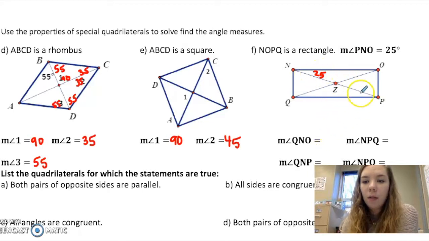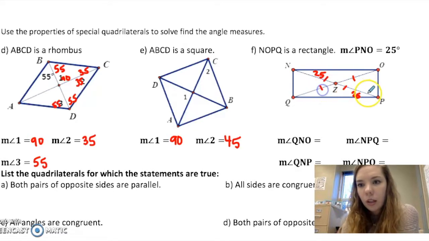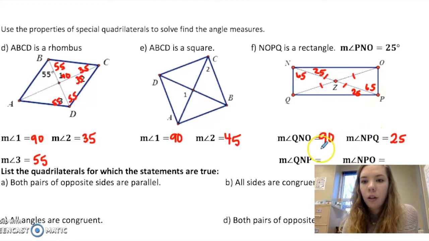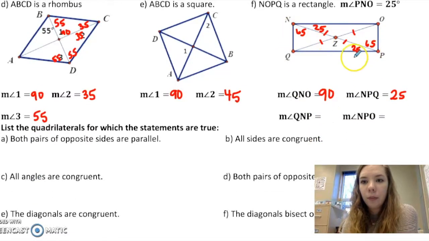And then for F, our rectangle, P and O is 25. And then alternate interior would tell us that this is 25. And since these are 90-degree angles, that means these two are 65. So Q and O is 90 total. NPQ is 25. QNP is 65. NPO is also 65.